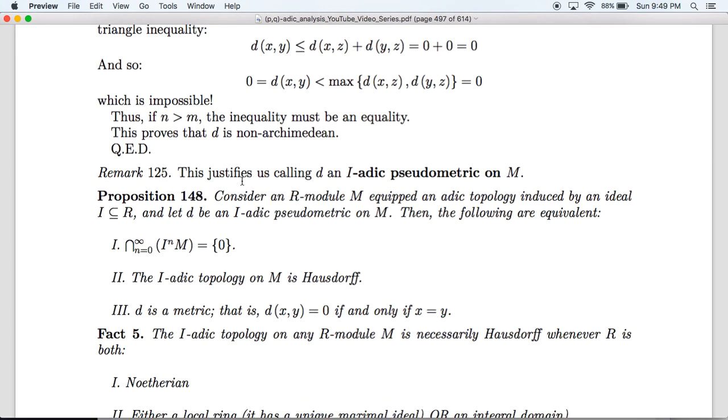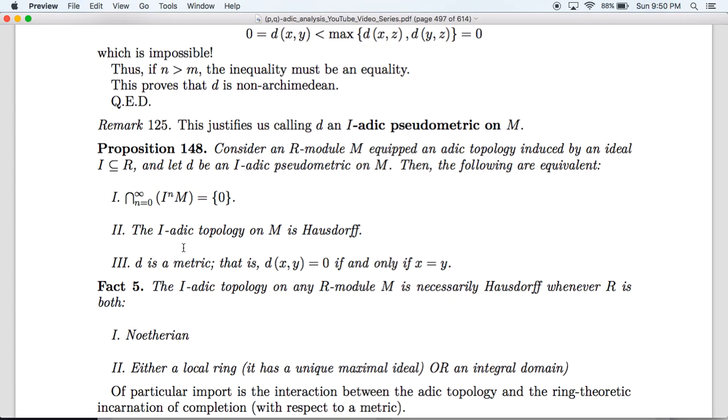Now from the theory of rings, we have the following wonderful equivalences. Consider an R-module M equipped with the adic topology induced by an ideal I, and let d be an I-adic pseudometric on M. Then the following are equivalent. The intersection of I^n M from n equals 0 to infinity is just 0. The I-adic topology on M is Hausdorff, and d is a metric.